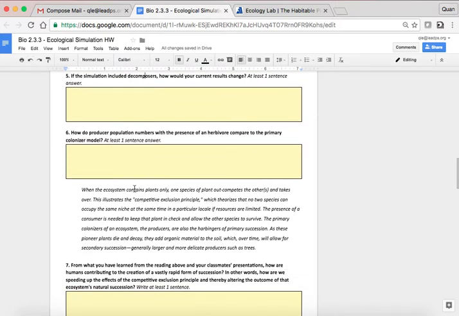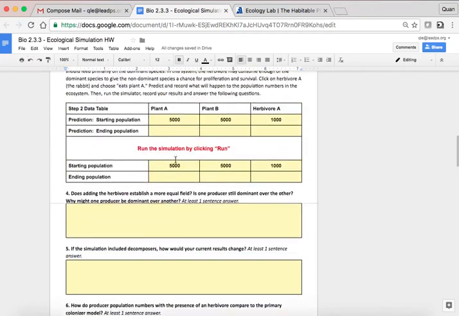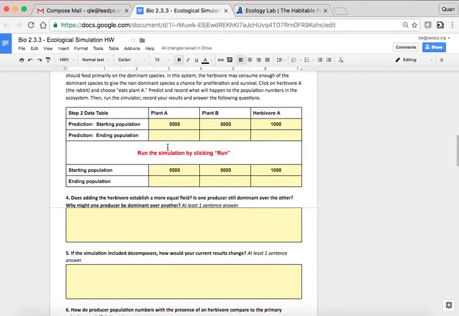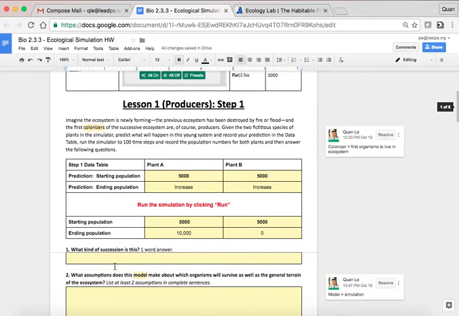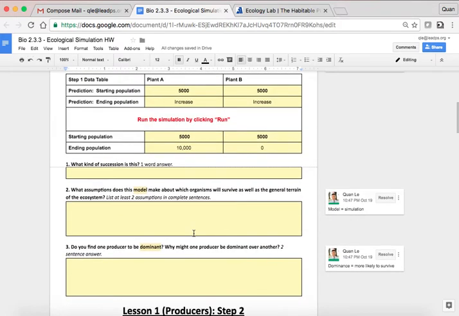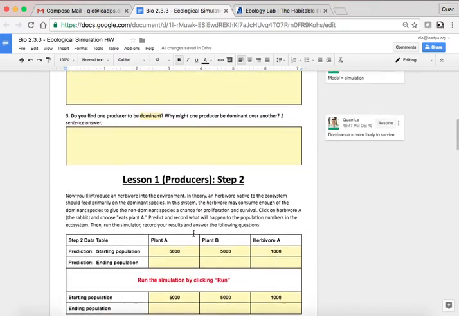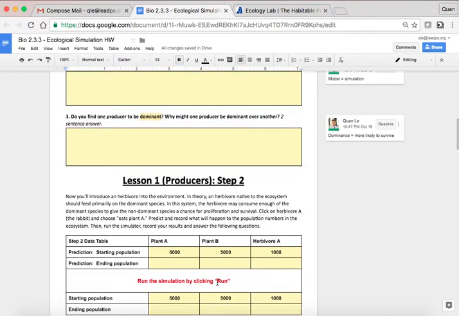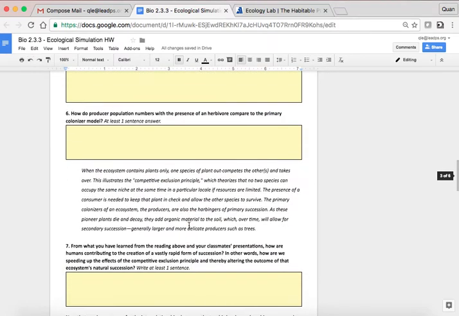Moving on to number 6. How do producer population numbers with the presence of an herbivore compare to the primary colonizer model? Looking at your data table here and your first data table, what's different? How are the numbers between the plants different? And also, is one model with an herbivore more biodiverse or does it have more life than the other? And are they more likely to survive?